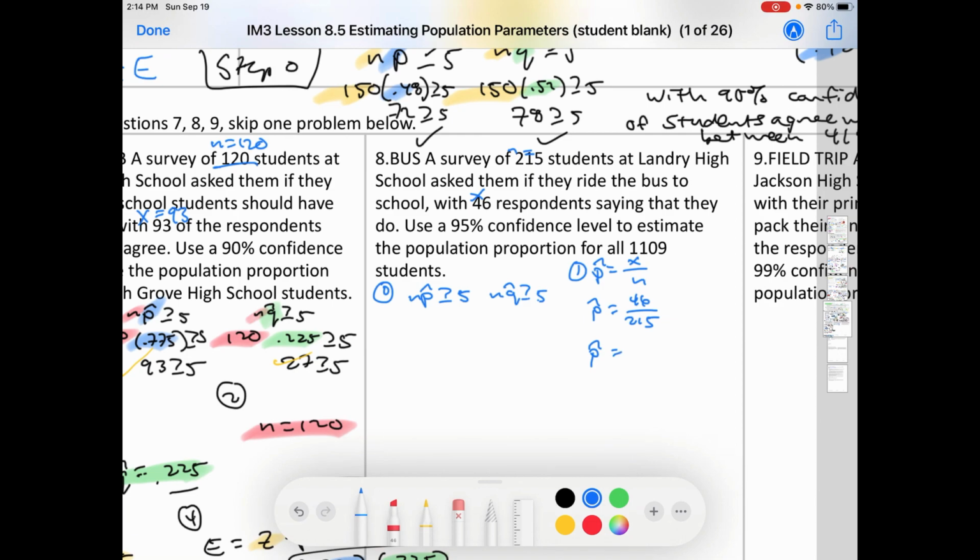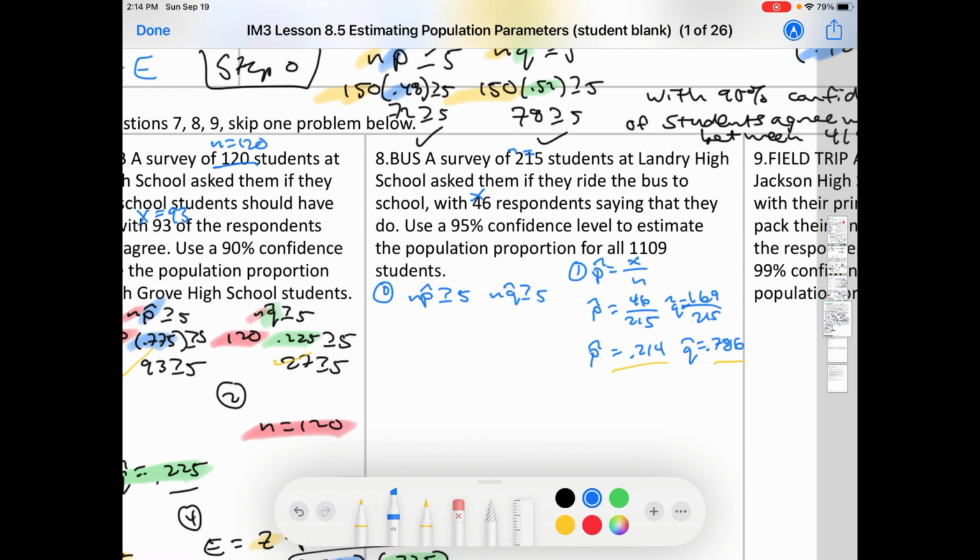And so if I put that into my calculator, 46 divided by 2.5. Okay, so I'm going to ask 0.214. So 215 minus 46 gives me 169. And 169, this is q hat, divided by 215 will give me 0.786. Because remember, those two numbers equal 1.